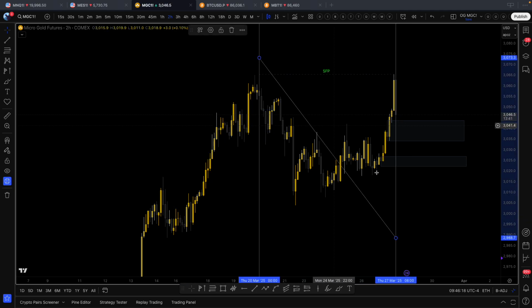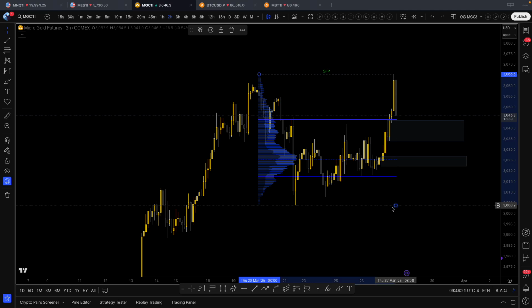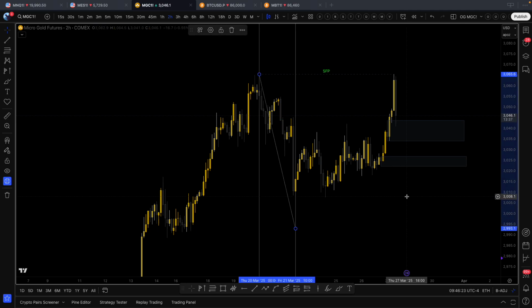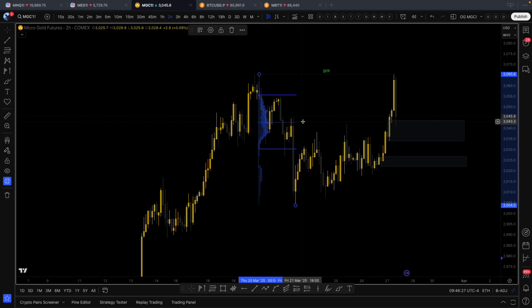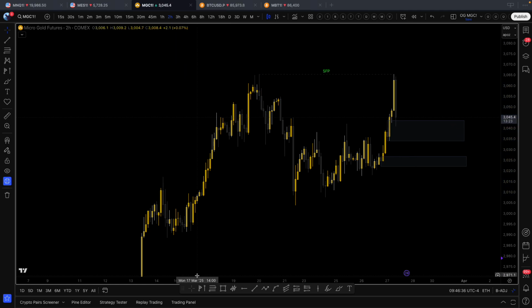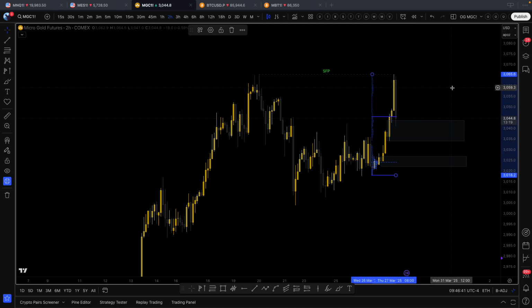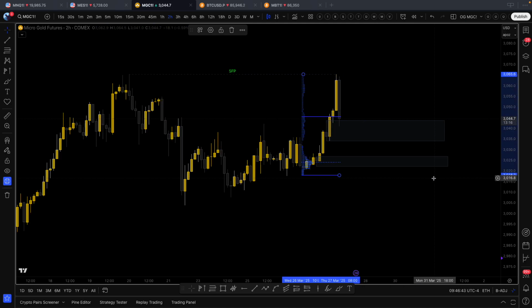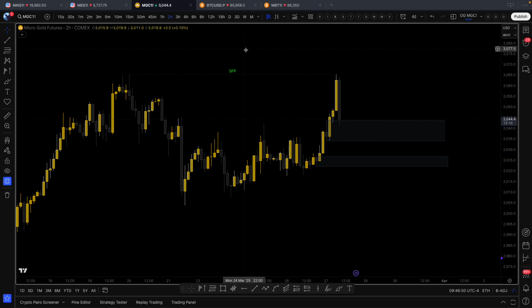So let's do just the downward leg of this structure here, and see where the most volume was. Again, we have the point of control right here, which is getting hit currently. And let's also take a pull from the most recent low to the high. Again, we have the point of control here. So I really like that zone.